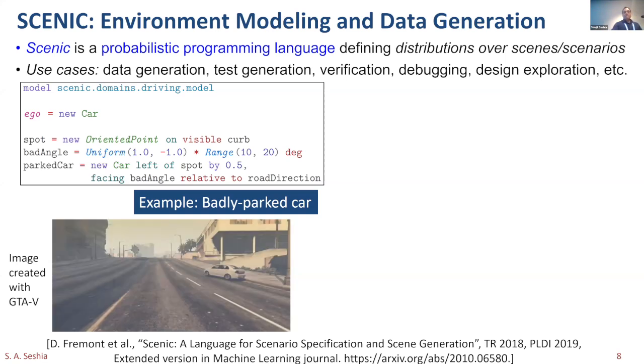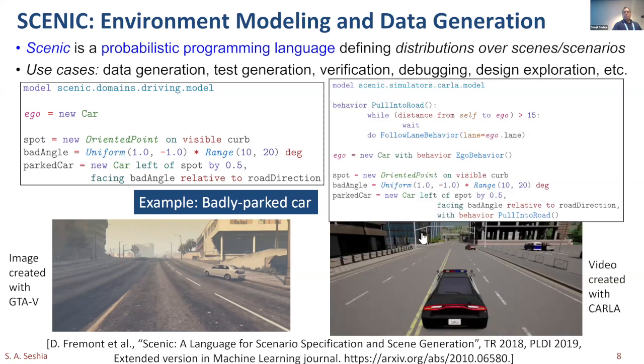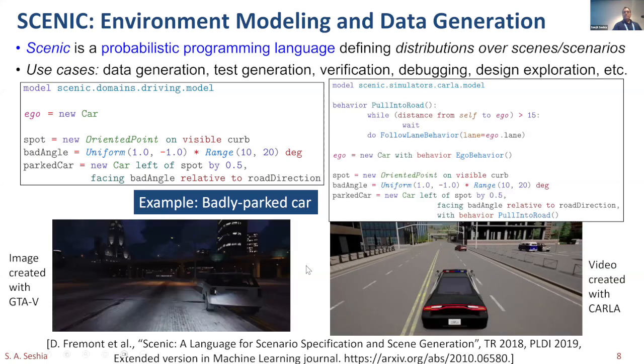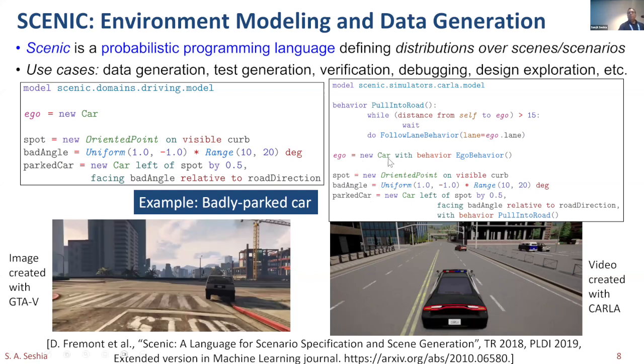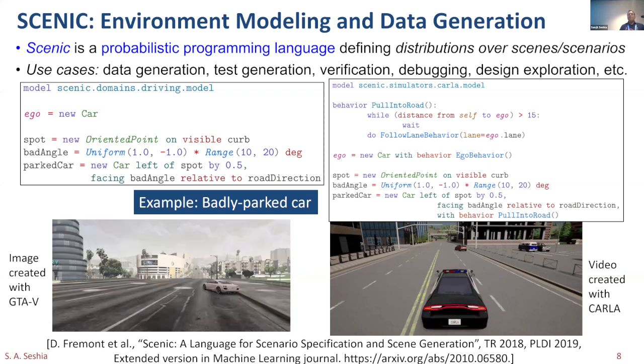So that's the static version of SCENIC. You can also define dynamics in SCENIC. This is the same badly parked car example. As you can see here, this part down here looks almost the same, except that now both the ego object and the badly parked car have behaviors.